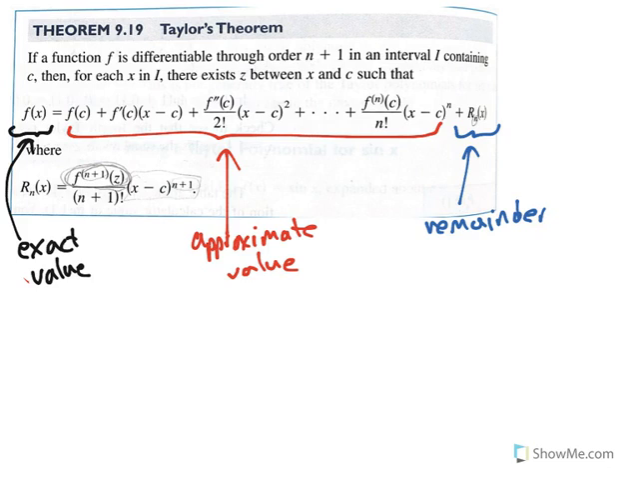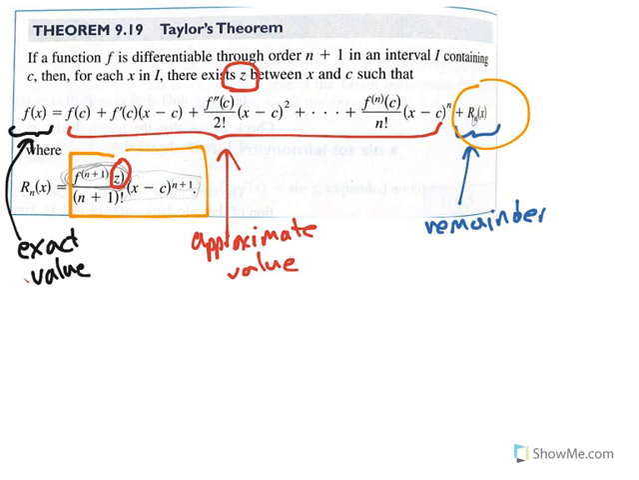Taylor's theorem tells us the difference between the exact value and the approximate value, called the remainder. But if you look at the remainder that's given here, which is of course called the Lagrange form of the remainder, there is one issue. It states that the remainder r sub n of x is equal to the n+1th derivative of the function f evaluated at z over n+1 factorial times x minus c to the n+1 power. The problem with that is we don't know what z is.